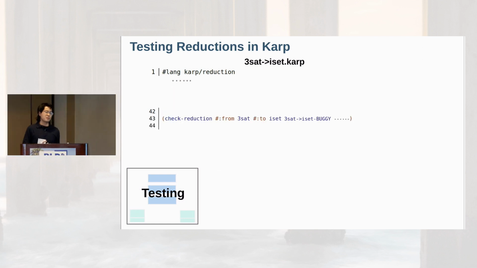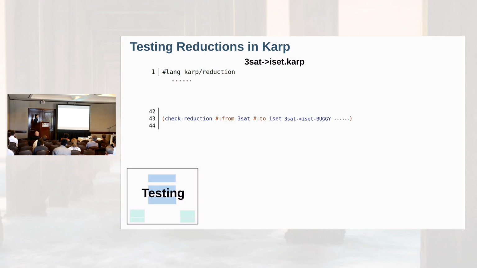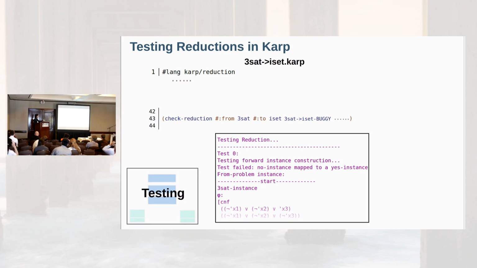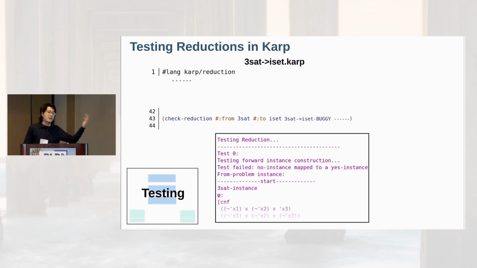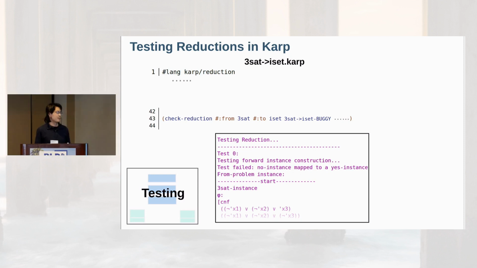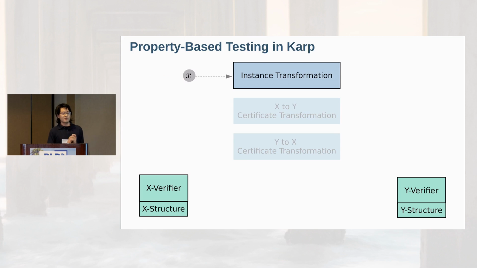confidence that discourages you from testing more. So in order to counter this, Karp is equipped with some facilities for you to automatically generate instances, so the user can automatically get instances to test their reduction. This is the result I'm showing when I just run random testing on this buggy reduction, and it shows a counterexample where this reduction maps a no instance to a yes instance. So let me now tell you how this random testing works.